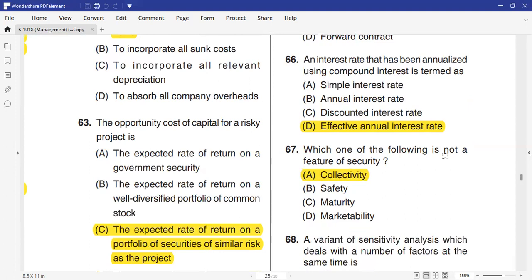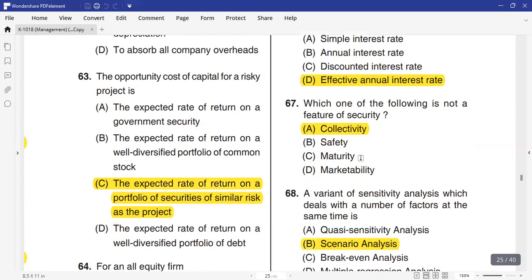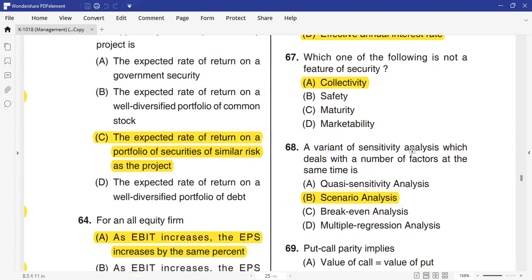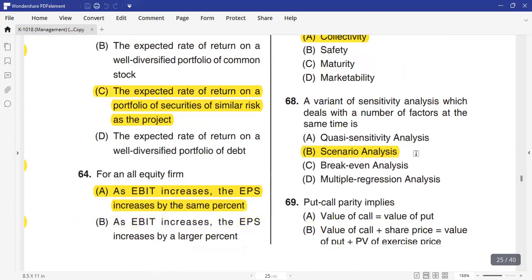So which of the following is not the feature of security? Collectivity is not a feature of security. Security includes maturity, safety, marketability, and all. Collectivity will not be there. So therefore, this is not the correct option. The 67th question, the answer is A. Now we go to the 68th question.